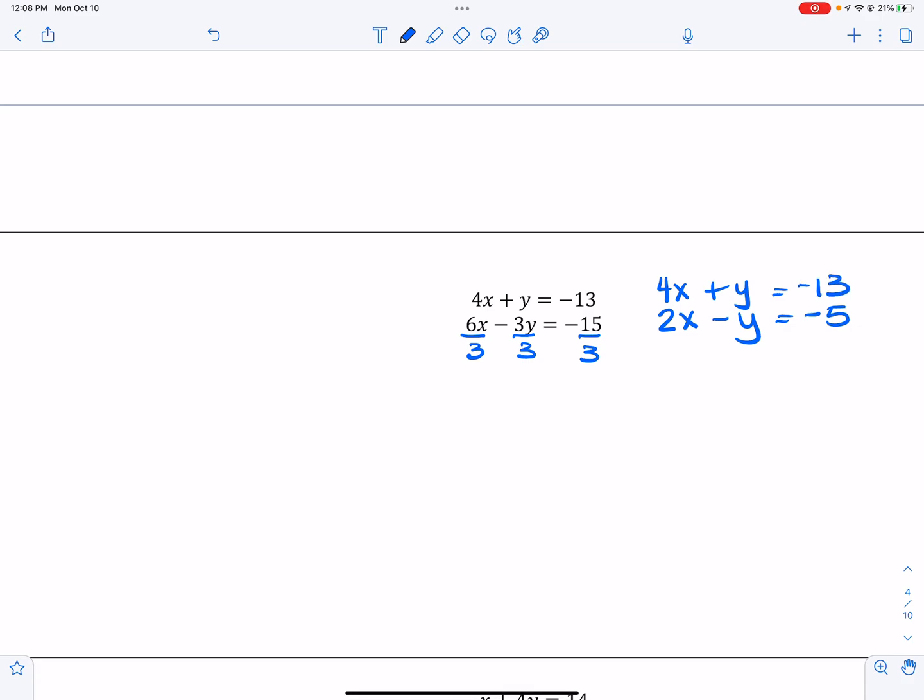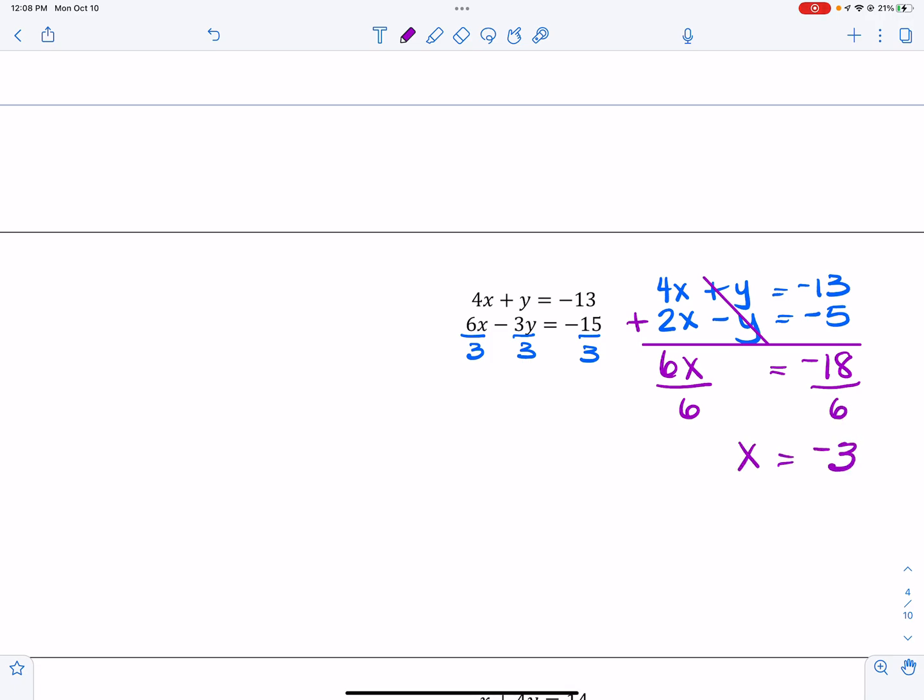Now I can see that my y's are going to cancel. So I am going to draw my line. 4x plus 2x makes 6x. This eliminates. Negative 13 and negative 5 make negative 18. And then I divide by 6, and so x is negative 3.